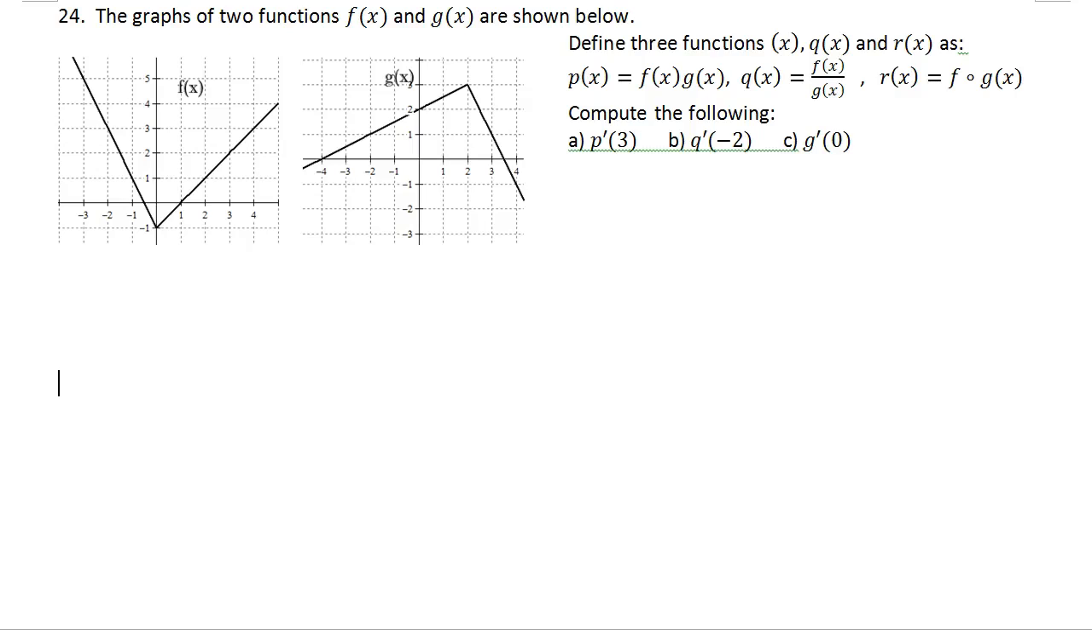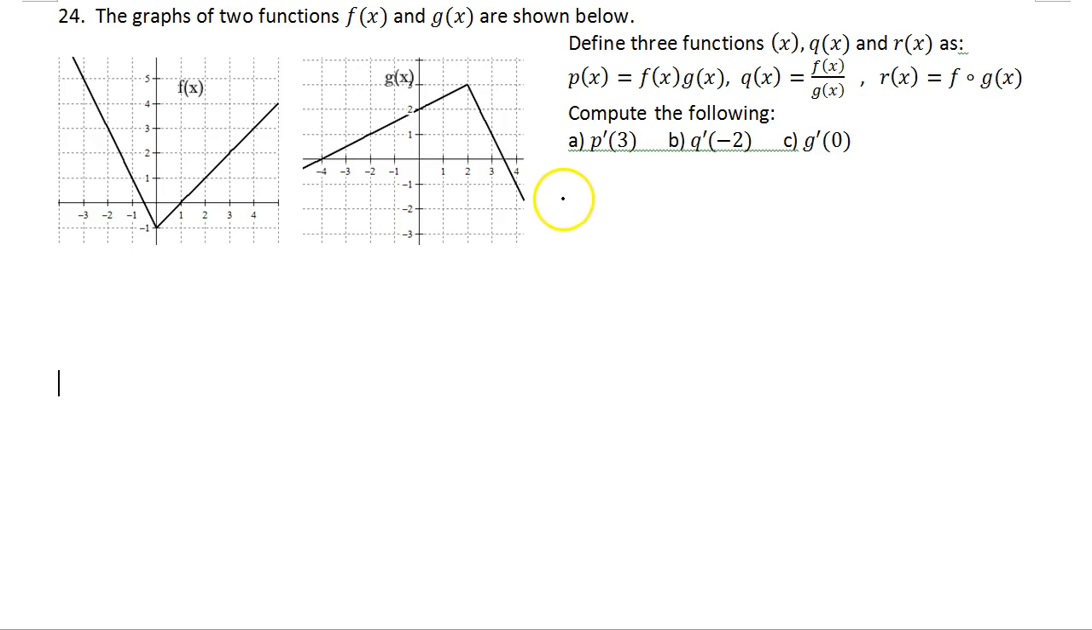This time, the graphs of two functions f(x) and g(x) are shown below. You are defining p(x) as the product of the two functions, q(x) as the quotient of the two functions, and r(x) as the composition of the two functions. Alright, and we have to compute p prime of 3, q prime of negative 2, and r prime of 0.